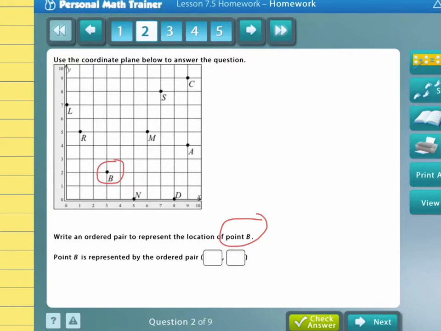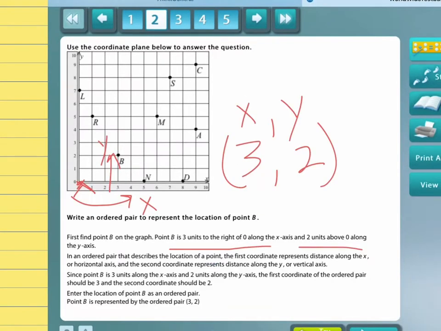Now, plotting points on a coordinate plane, you always start at the origin. Origin is 0, 0. Move to the right along the x-axis first. That would be 3, and then go up 2. So the point would be 3, 2. And there it is. The x value is 3 over here, the y value is 2, and there is point B right there.